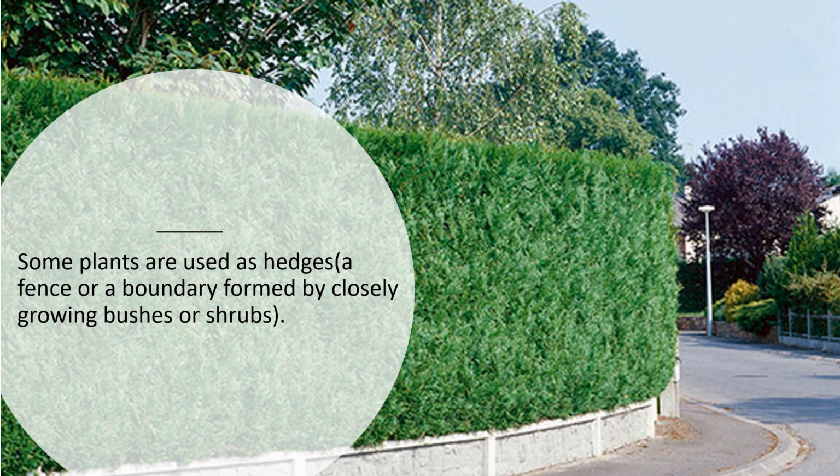Let us learn the new words here. H-E-D-G-E-S, hedges. F-E-N-C-E, fence. B-O-U-N-D-A-R-Y, boundary. F-O-R-M-E-D, formed. C-L-O-S-E-L-Y, closely. G-R-O-W-I-N-G, growing. You've learned the words bushes and shrubs. I won't repeat them. Let us read the line once again. Some plants are used as hedges. A fence or a boundary formed by closely growing bushes or shrubs.